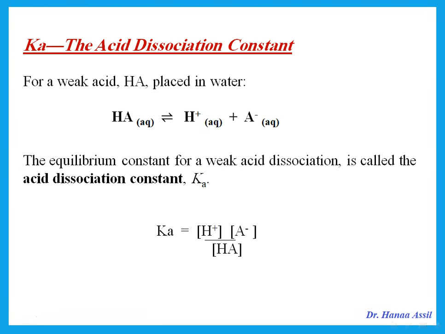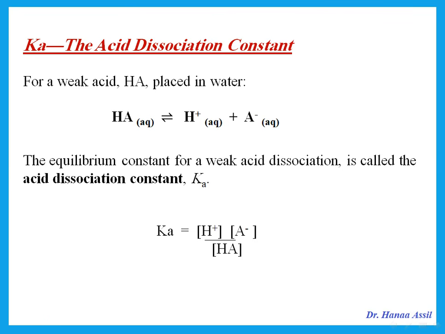Ka. Ka is the acid dissociation constant, and this happens for a weak acid. We said if I have a strong acid, it dissociates completely, so the concentration of H plus ions would be the same as the concentration of the acid. But for a weak acid, it dissociates partially, so only some of the acid will give up H plus ions, and the equilibrium constant for the weak acid dissociation is called the acid dissociation constant, Ka.